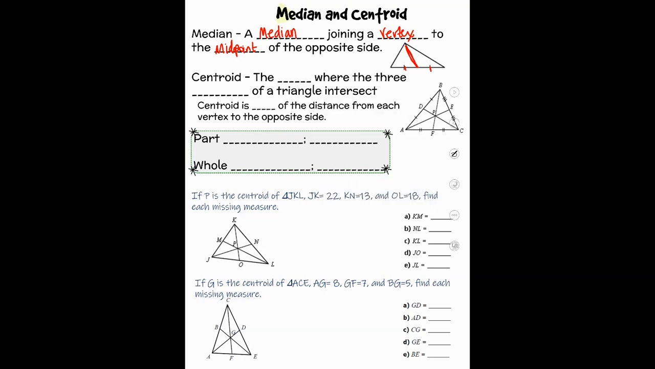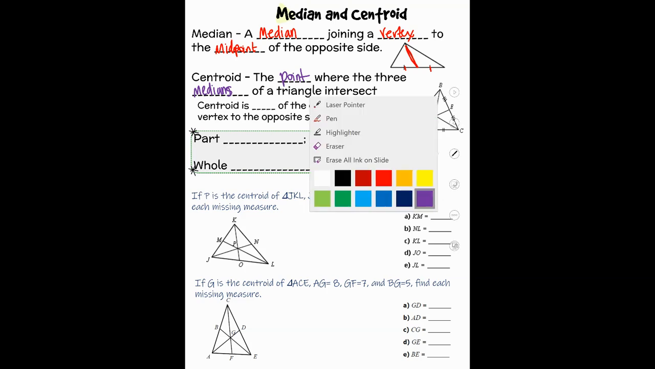Centroid is the point where the three medians, there's three because there's three vertexes, there's three angles in a triangle. So the centroid is where those three meet, right here. So like right here at P. Our centroid.